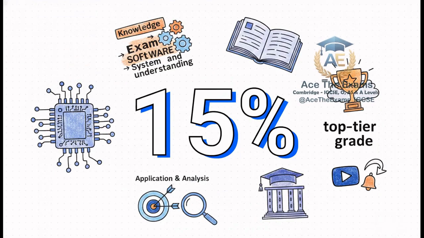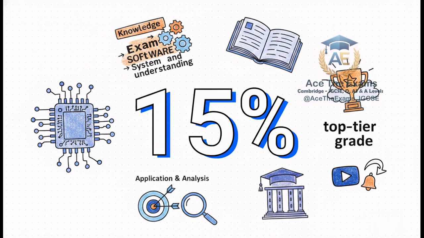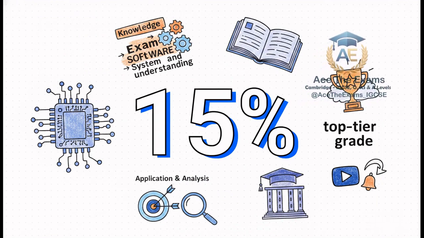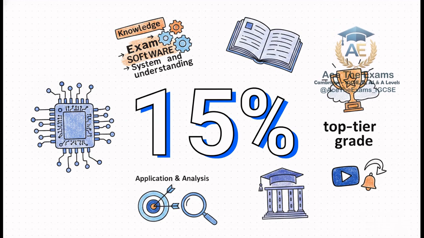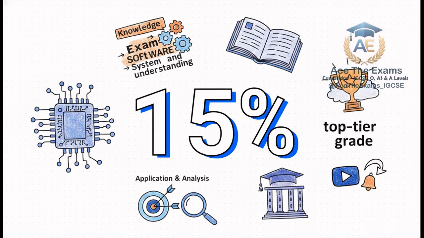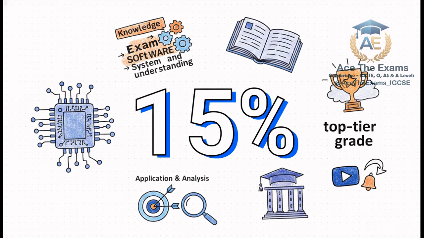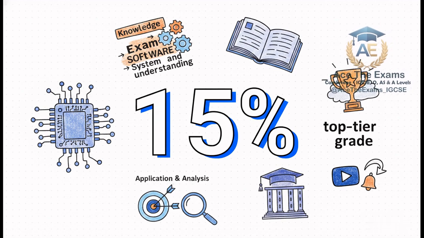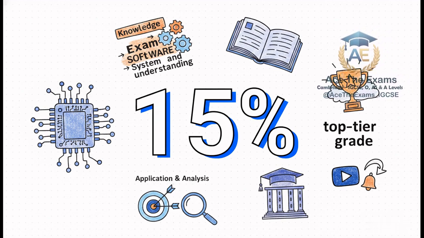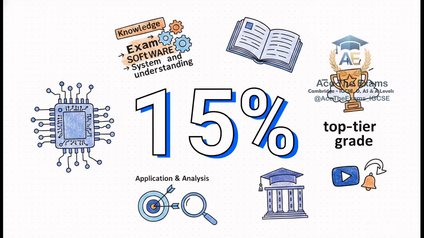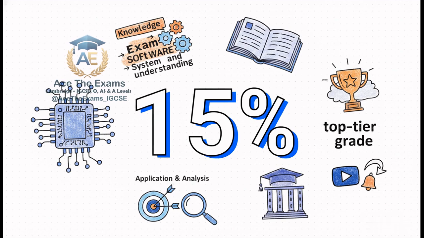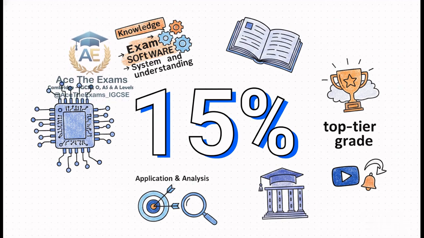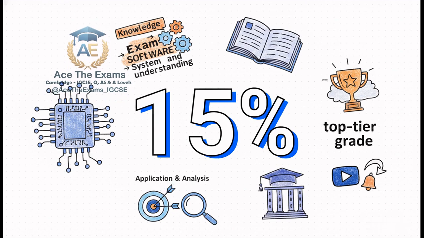Okay, let's take a look at this massive, glaring number on the screen, 15%. Did you know that Section 2.2 of your syllabus, System Software, Compilers, Interpreters, and Linkers, accounts for approximately 15% of your total marks in Paper 2? Let that sink in for a second. 15% is absolutely huge. That is not some tiny margin of error. That is literally the difference between an average grade and a top-tier standout grade. That's the difference between struggling to secure your desired university placement and confidently walking right into it.